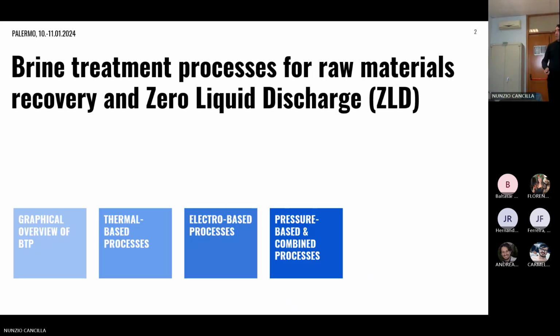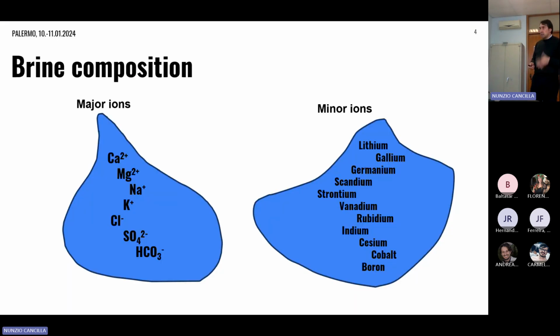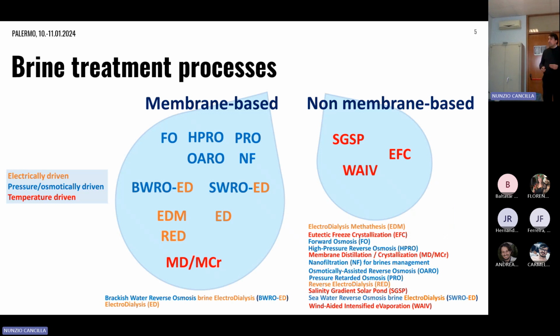Okay. So, brine treatment process for raw materials. We're already within the topic. We've already seen quite a few concepts already explained. So we all know that brine composition can be, of course, different from site to site, but definitely we have major components and minor components. But this is very interesting because, of course, in seawater there are a lot of compounds, and that makes very interesting the possibility to recover either major ions or minor ions.